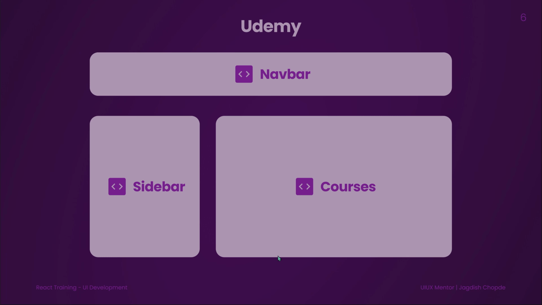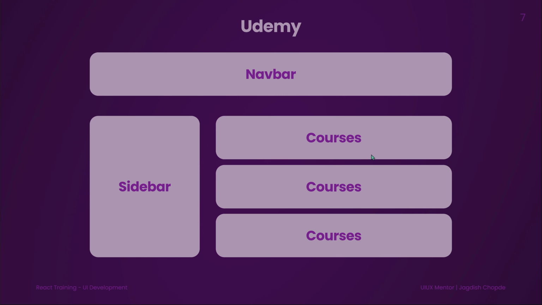Now this courses component will again have all the listing of the courses. Now for displaying the list of courses, again we can create another component called course component, which will have a responsibility to display one course listing, and then we will just loop over it to display all the listing of courses. Now this course component will typically display the one course highlights like image of a course, title of a course, instructor name, rating, etc.